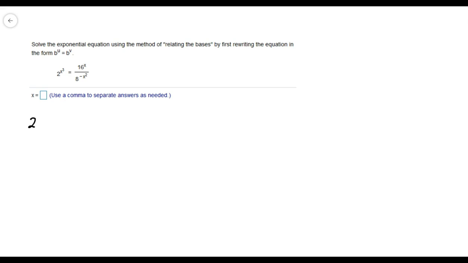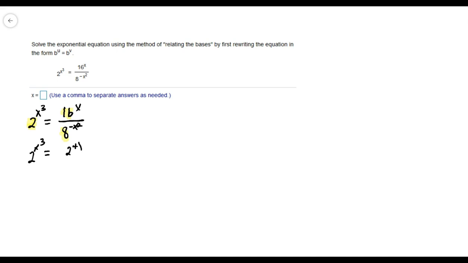So this equation is 2 to the x cubed equals 16 to the x over 8 to the negative x squared. So on the left, I've got a base of 2, and 16 and 8 are also powers of 2. 8 is 2 to the third, and 16 is 2 to the fourth. So I'm thinking that that's the base that I want to use. So that's leaving the left-hand side alone. And on the right, I'll start changing these numbers to a base of 2.